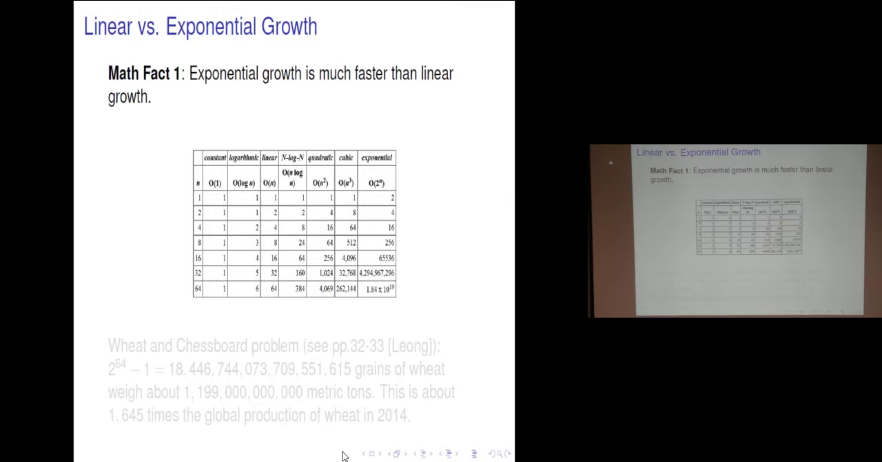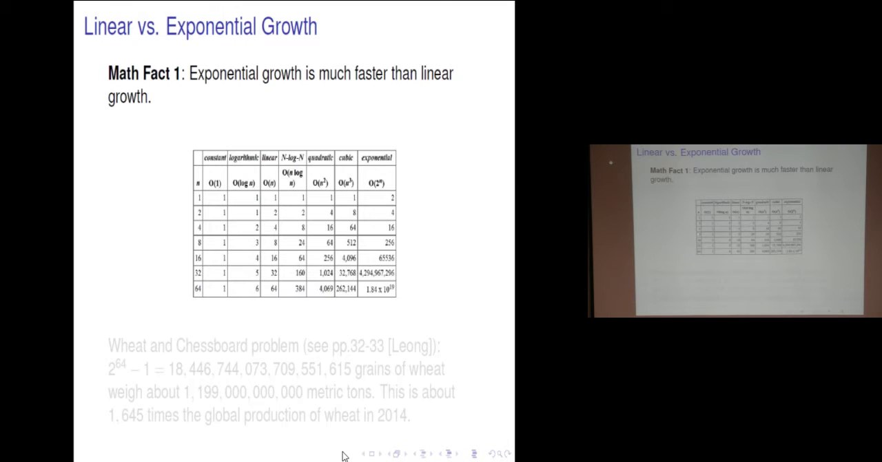Okay, so the n takes 1, 2, 4, 8, 16, 32, 64. So n squared is not much. The last one is only 4,000 something. Now the n cubed is much bigger, but is still less than 1 million. You do this. Now 2 to the power of n. At the very beginning, it's not so fast, right? So here's 2 and 4 and 16.